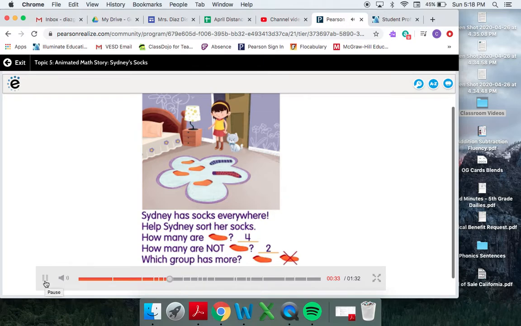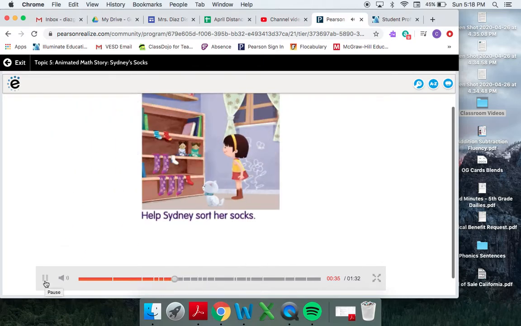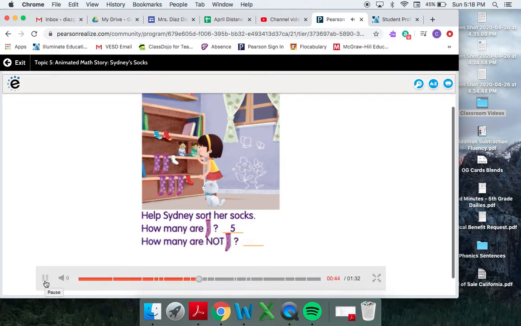Orange socks. Help Sydney sort her socks. How many are? Okay. Students should be able to subitize those or count. 5. How many are not? 4. Or? Which group has less? Not purple socks.